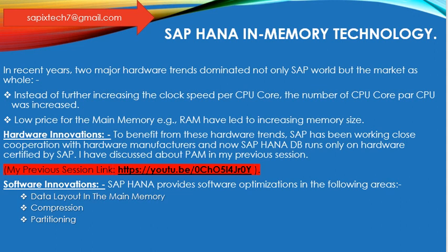So I'll show you in my session what the compression technique is. We know that data in HANA can be compressed. So how does SAP HANA compress data? I'll show you that also in a practical way, how data compression works, and partitioning. So I'll talk about partitioning also. We have two kinds of partitioning, vertical partitioning and horizontal partitioning. SAP HANA supports only horizontal partitioning. So I'll talk about that as well. So now let's move and see data layout in main memory.